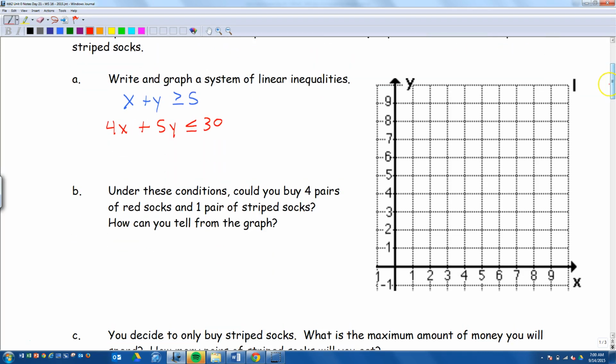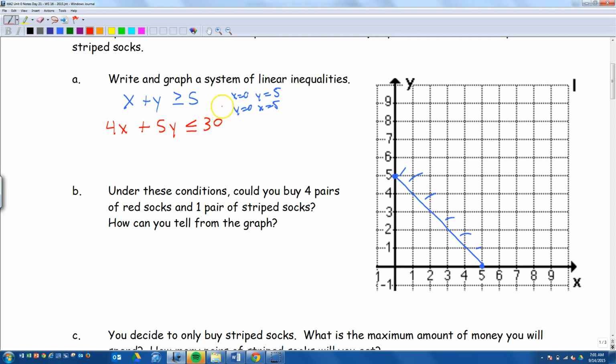Now, you can either solve it for y and do slope-intercept form, or you can do the cover-up method, where you set each piece equal to 0. When x equals 0, y equals 5, and vice versa for this one. And just solve for standard form. So we know the first one, the blue one, is going to go from here to here, and then it'll just go with a slope of 1. And we want x plus y to be bigger than 5, so that means it's going to be this way on the line.